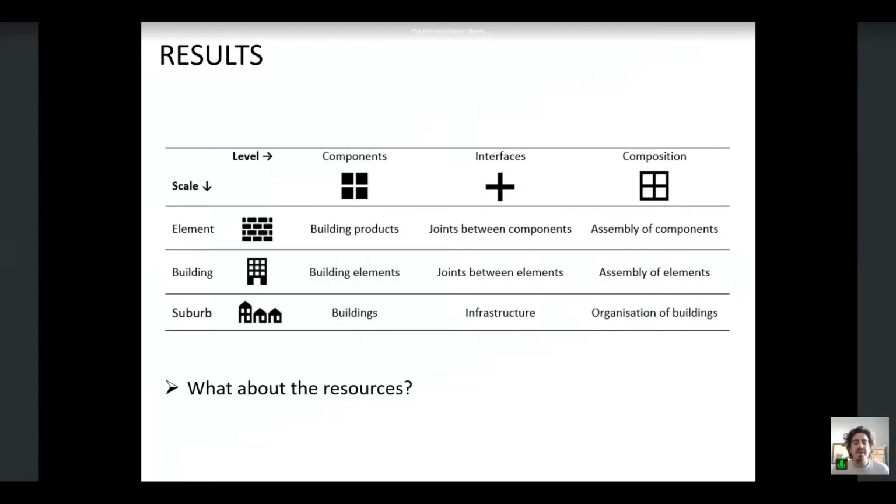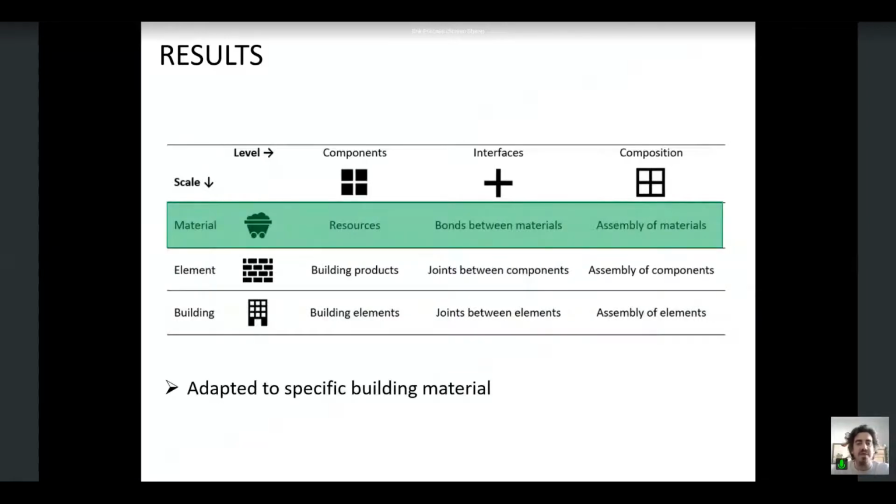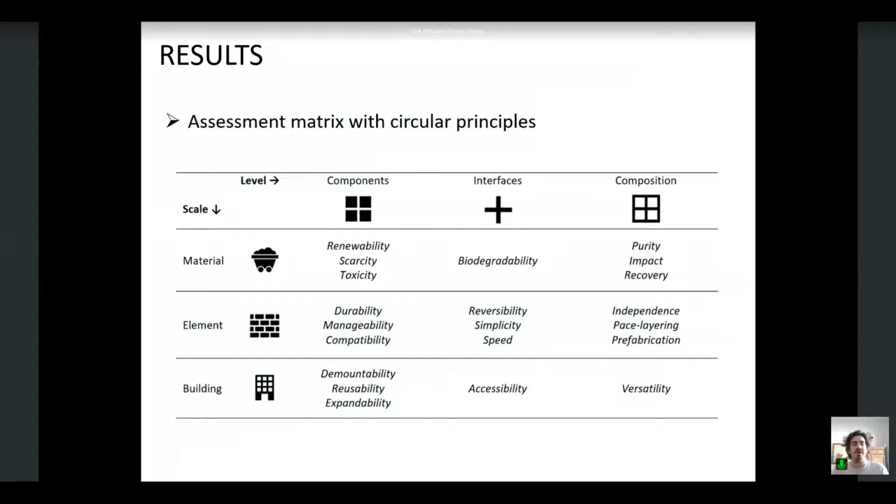However, the problem here is that the existing qualitative frameworks, such as this one, do not question the circularity of the resources used. So therefore, to tailor this framework to a specific building material, the suburb scale was removed here, and the material scale was added, keeping the same levels of assessment, that is the components, interfaces, and composition. So now we have a qualitative circular assessment matrix considering circular principles at the material scale as well.